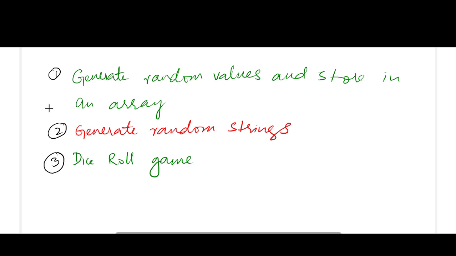In the previous video, I explained the concepts related to random number generation in C++, and in this video I will design some programs related to random numbers. First, let's try to generate random values and store those values in an array. So I will write a program to generate 10 random values.